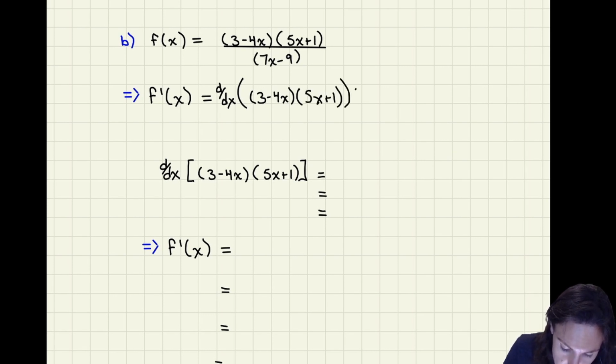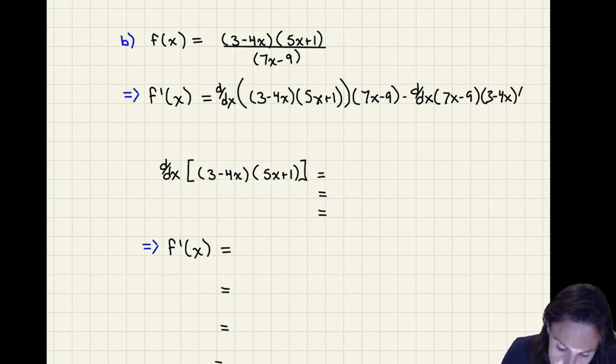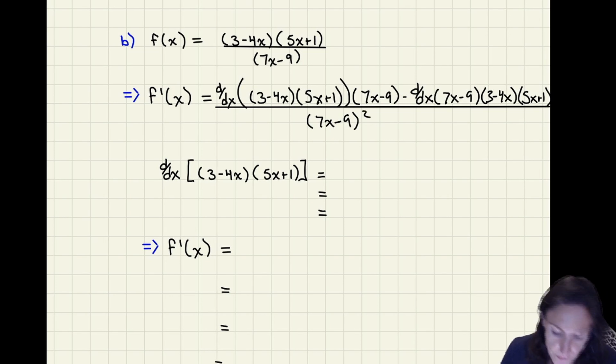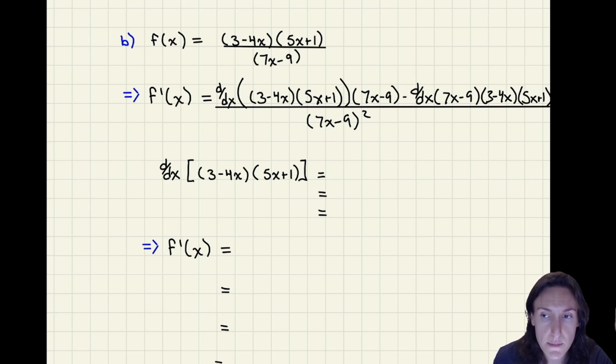Okay, so the derivative of the top times the bottom minus the derivative of the bottom, so 7x minus 9, and then times the top. So 3 minus 4x, 5x plus 1. And then all of this is going to be divided by 7x minus 9 all squared. Now, if you wanted to, you could expand the top first, so then it may be a little bit easier to take it, but I want to do this so we can also just practice the product rule.